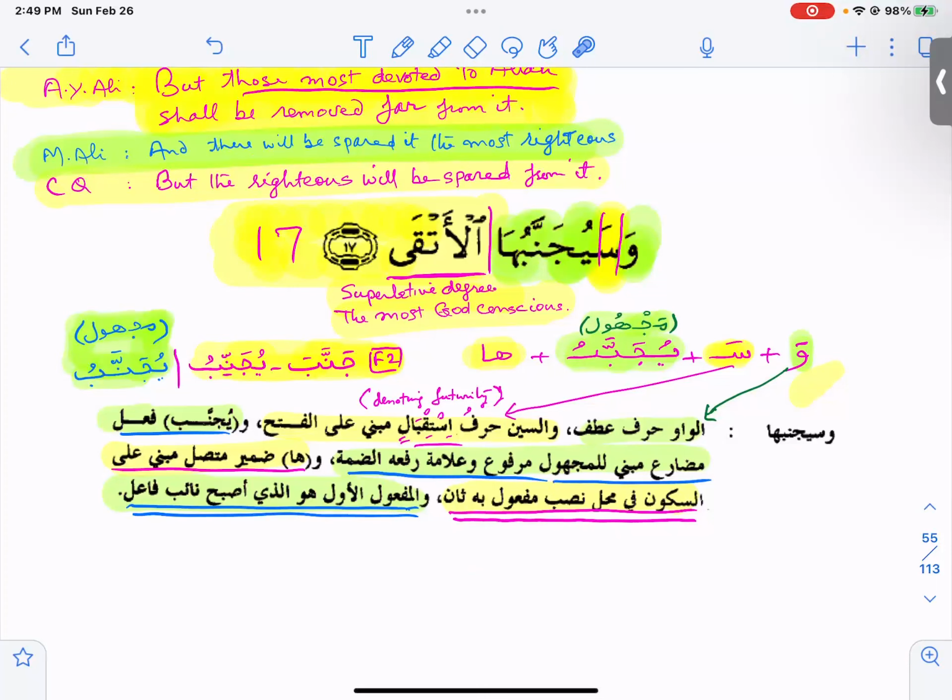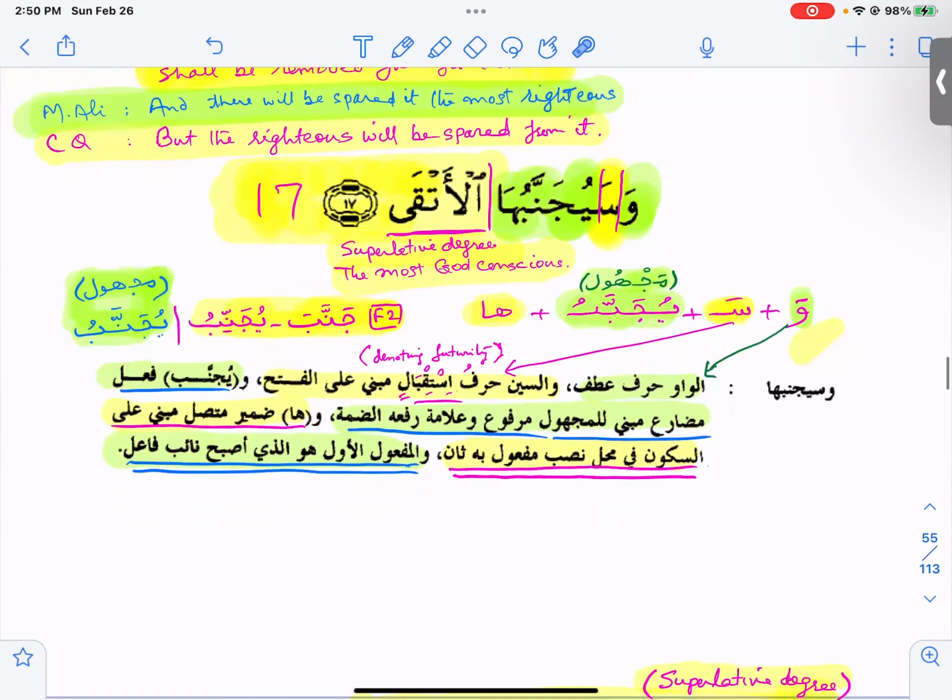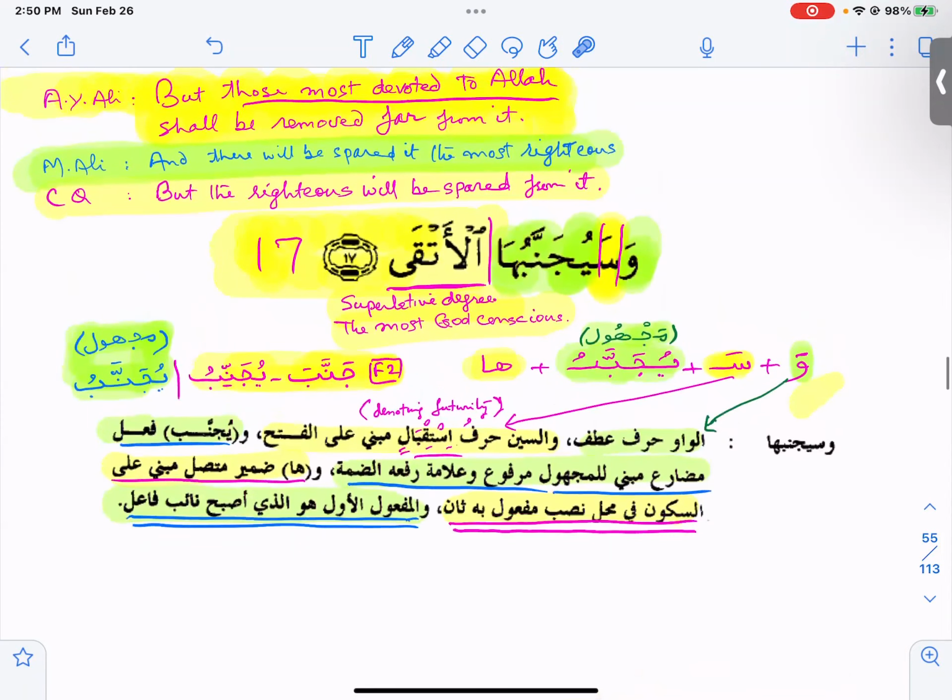Wa alamatu rafihi dhamma is straightforward. Ha, damir muttasil mabni 'ala sukun fi mahalli nasb, maf'ul thani. Wa maf'ul awwal huwa alladhi asbaha na'ib fa'il. Now remember, in order for a verb to be made majhul, it should have maf'ul bihi. And sometimes it may have two maf'ul bihis. When it has two maf'ul bihis, it yata'adda ila maf'ulain. It takes two maf'ul bihi. It represents two maf'ul bihi.